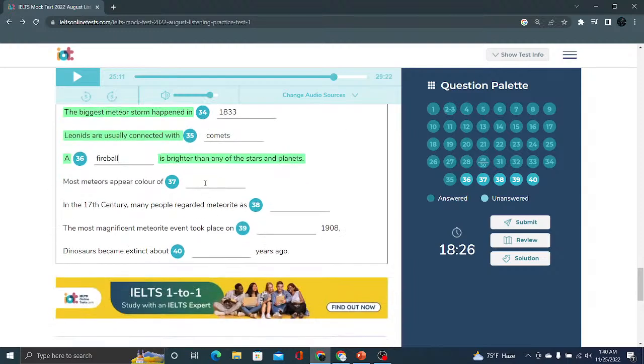Now let's listen for question number 37, and let's read it and find out some keywords for this question. Okay, most meteors appear the color of blah blah. Now we are going to listen for the name of a color. Okay, that's so interesting.